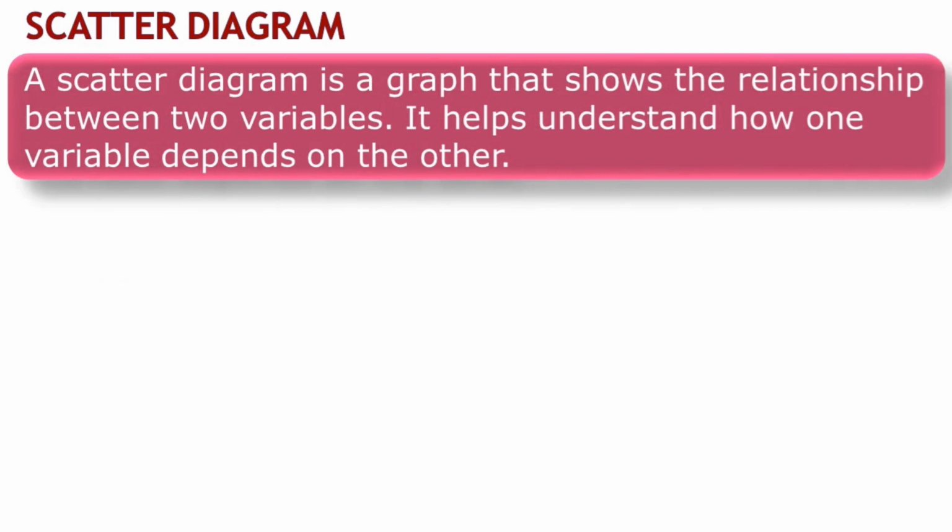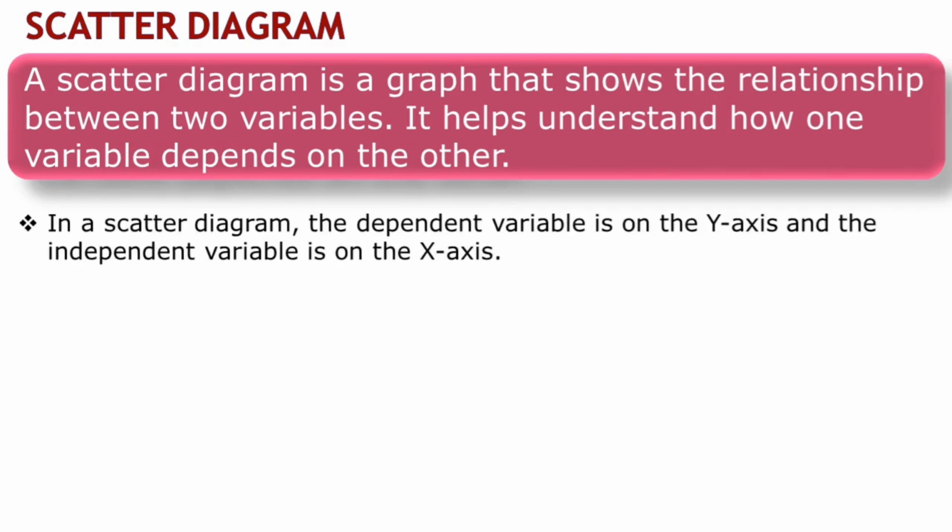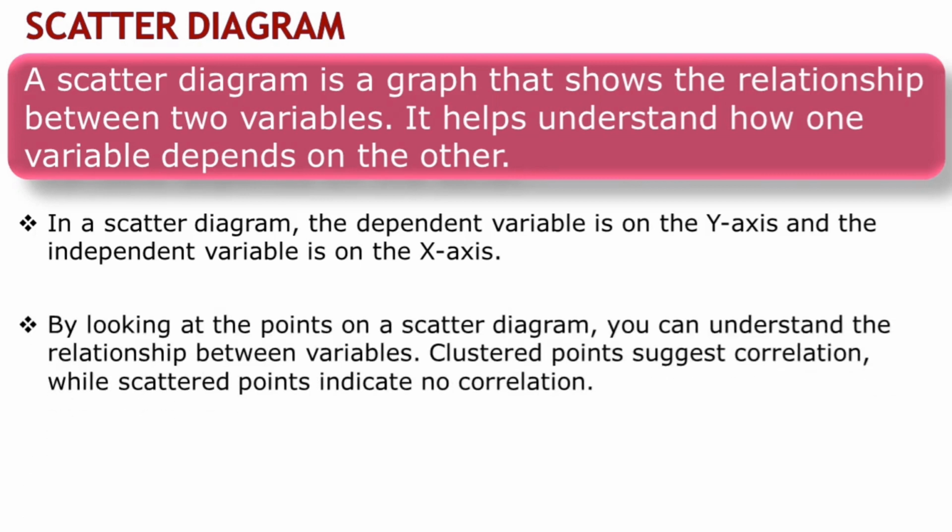Welcome to this slide, scatter diagram. A scatter diagram is a powerful graph that shows the relationship between two variables. It helps us understand how one variable depends on the other. In a scatter diagram, the dependent variable is represented on the y-axis, while the independent variable is shown on the x-axis. By observing the points on the scatter diagram, we can easily grasp the relationship between two variables.